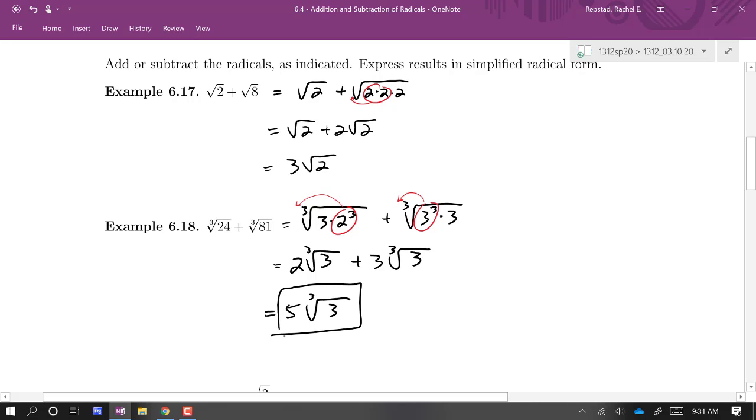On these numerical ones, you can always check your answer. Like, you can enter this in your calculator, get some decimal approximation, and then enter that, and you'll see that they're identical.